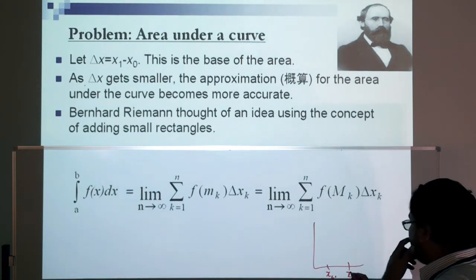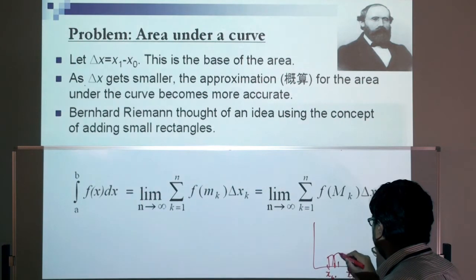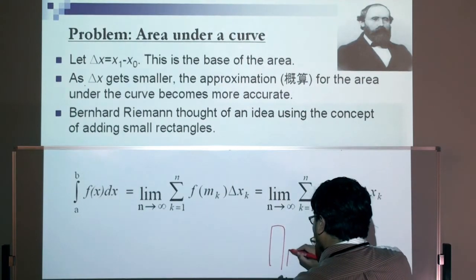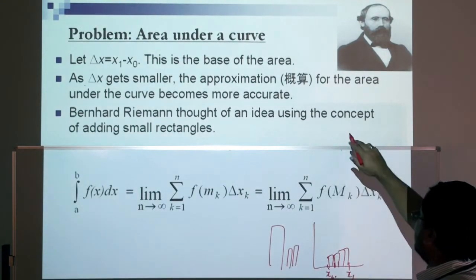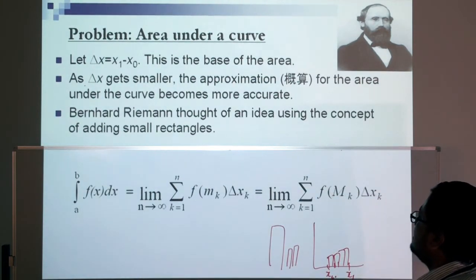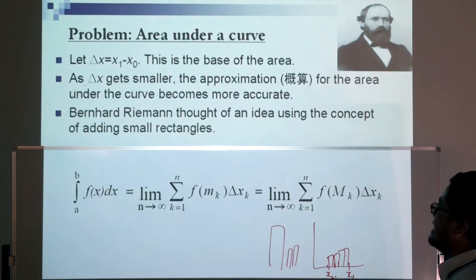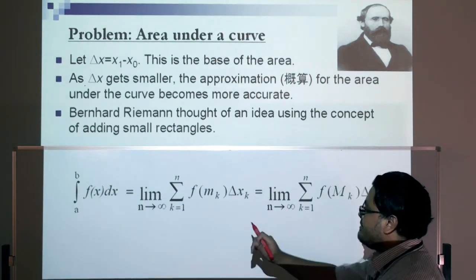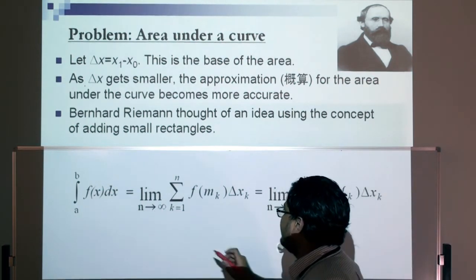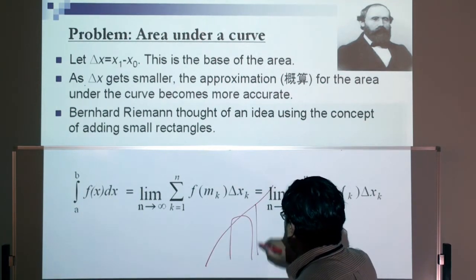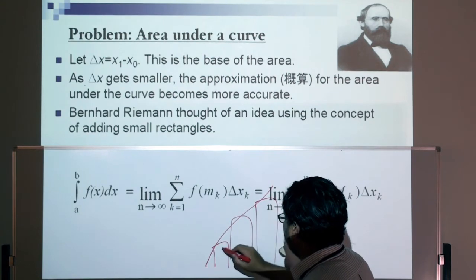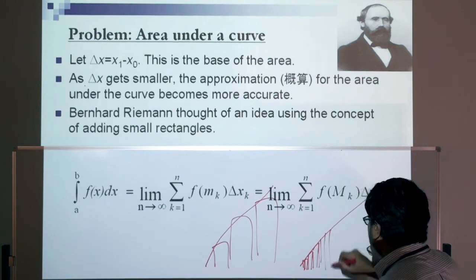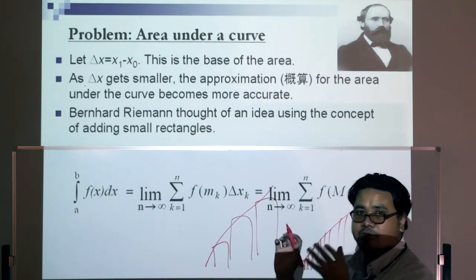As the change in x gets smaller, we're talking about the rectangles here. As the rectangles get smaller and smaller, the approximation for the area under the curve becomes more accurate. Bernhard Riemann thought of an idea using the concept of adding small rectangles. This is his formula. What it shows here is we have a limit as the number of rectangles approaches infinity. So if we have a curve like that, 3 rectangles, and we find the area, it's not as good as having unlimited rectangles. The smaller they are, the closer your answer will be, the better it will be.